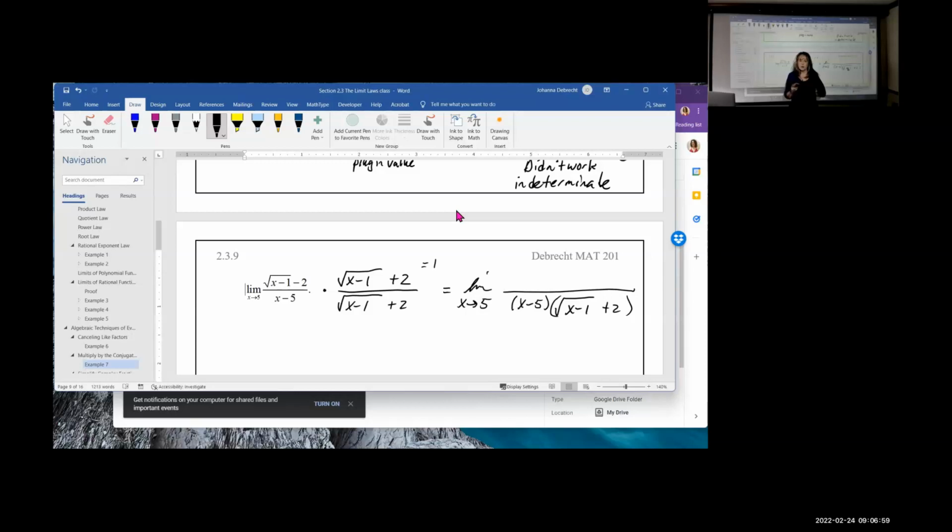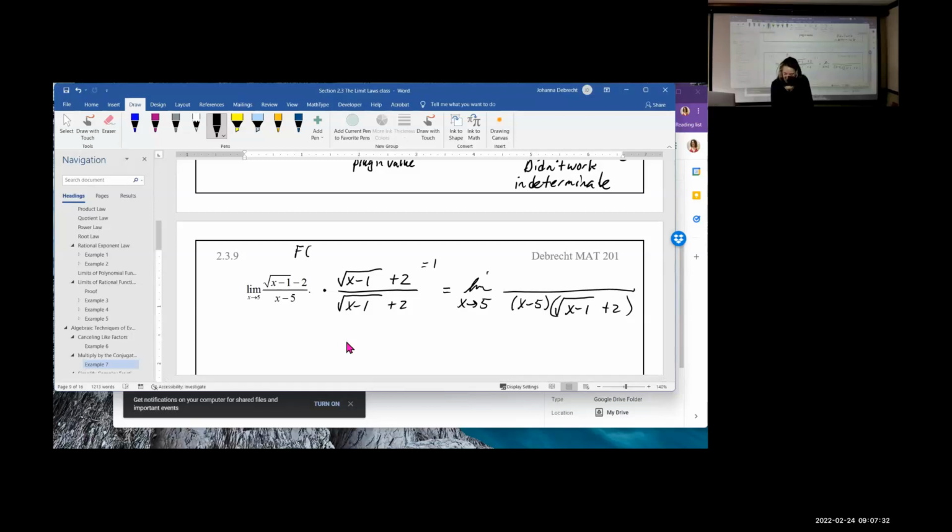What we're hoping will happen is that multiplying the numerator by its conjugate will give us the factor of x minus 5, because the x minus 5 is what's causing that 0 over 0 to show up. So we're hoping that multiplying by the conjugate will give us the factor of x minus 5, then we'll be able to cancel it. So that's what we're hoping will occur. So we want to leave the denominator factored, but we'll multiply out the numerator.